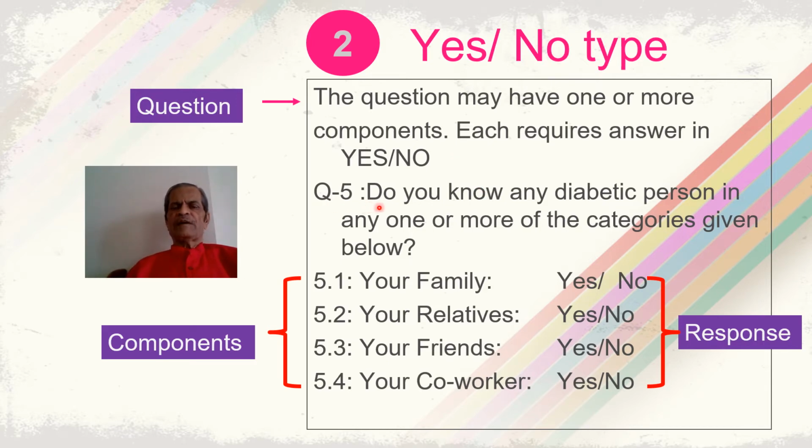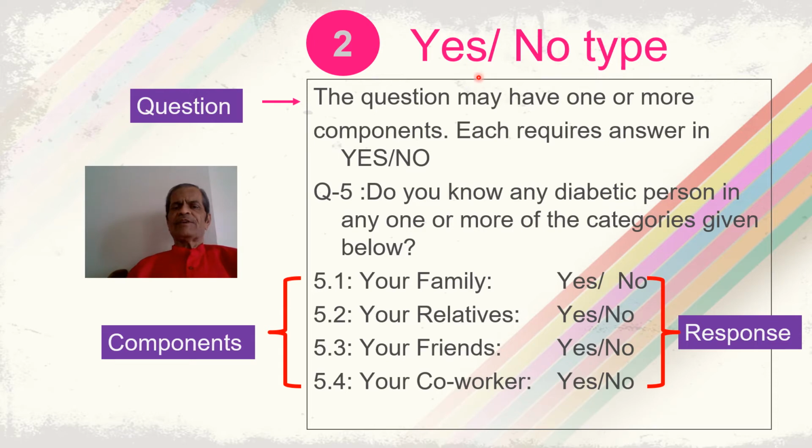So the example is, do you know any diabetic person in any one or more of the categories given below? So the categories are the components in this case, and the components or the categories are your family, your relative, your friends, and the co-worker. And for each component or the category of the answer, the response is yes or no.